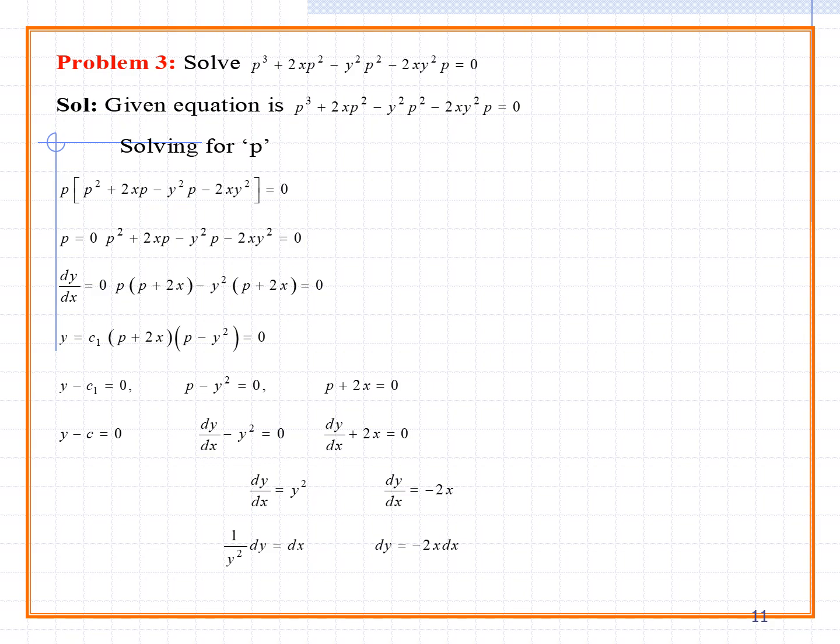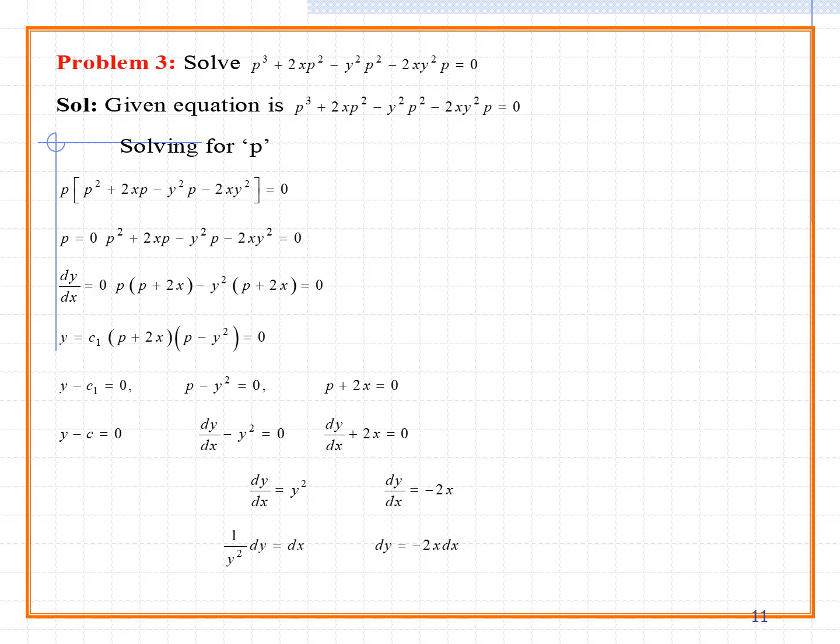Again you can see the second equation, p plus 2x is the common term. So you can write p plus 2x as one factor, and outside of the bracket the term is p minus y square. It is like factorization: p plus 2x into p minus y square equal to 0. Again each factor can equal 0: p minus y square equal to 0 and p plus 2x equal to 0.